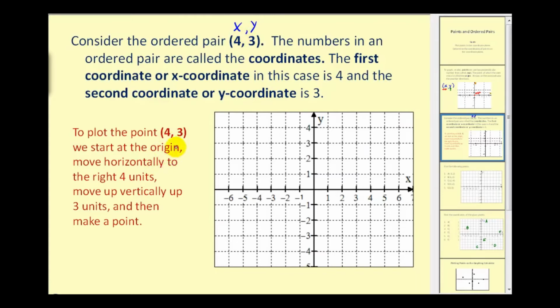So to plot the point (4, 3) on the coordinate plane, we start at the origin and we move horizontally to the right 4 units since the x-coordinate is positive 4. Then we move vertically up 3 units because the y-coordinate is positive 3, and then we make a point. This is the point (4, 3). Let's go ahead and try a few more of these.